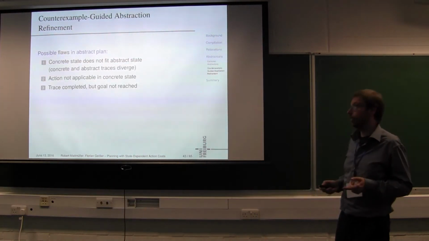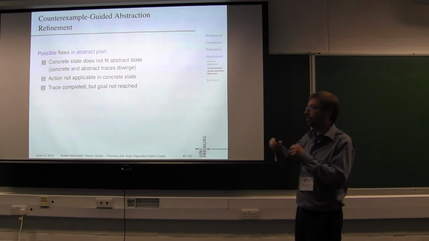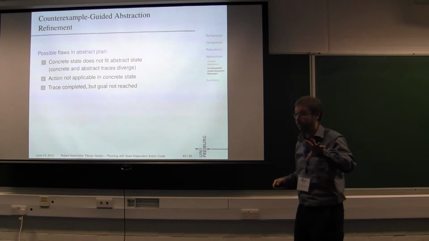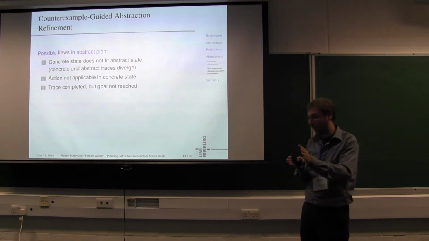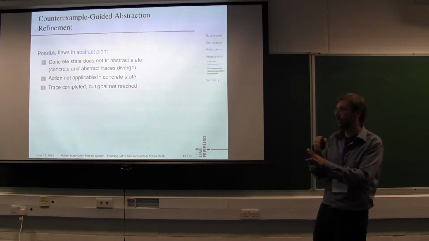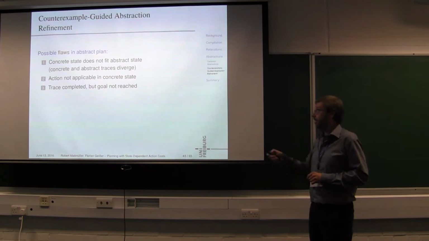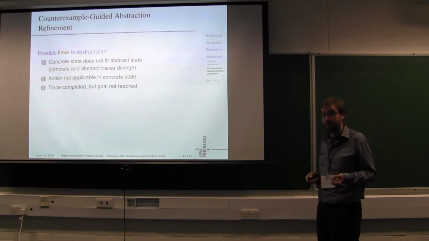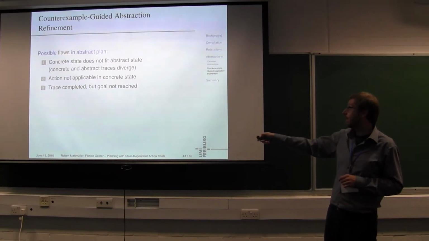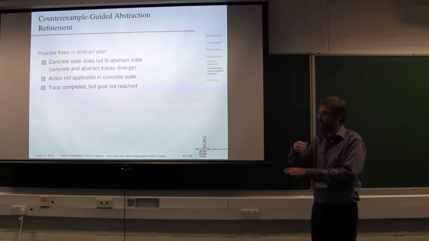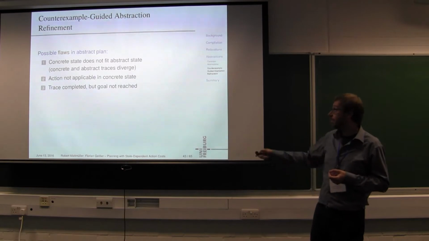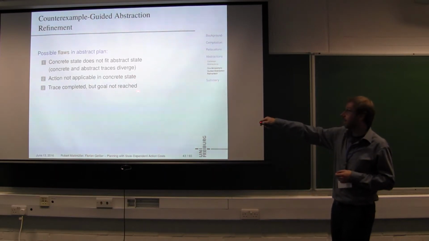In classical planning, there are 3 types of flaws. First of all, it might happen that if you trace your abstract plan, the concrete state you run into doesn't fit the abstract state you were expecting. This can happen because concrete and abstract traces diverge, because abstract transition systems can become non-deterministic. Second thing that can go wrong is that the action you want to apply from your abstract plan simply isn't applicable in the concrete state you see. Or, same thing for goal conditions instead of action preconditions. It may be that the trace of your abstract plan in your concrete transition system is completed, but the goal condition isn't satisfied. And in all these cases, you have to somehow refine your abstraction.